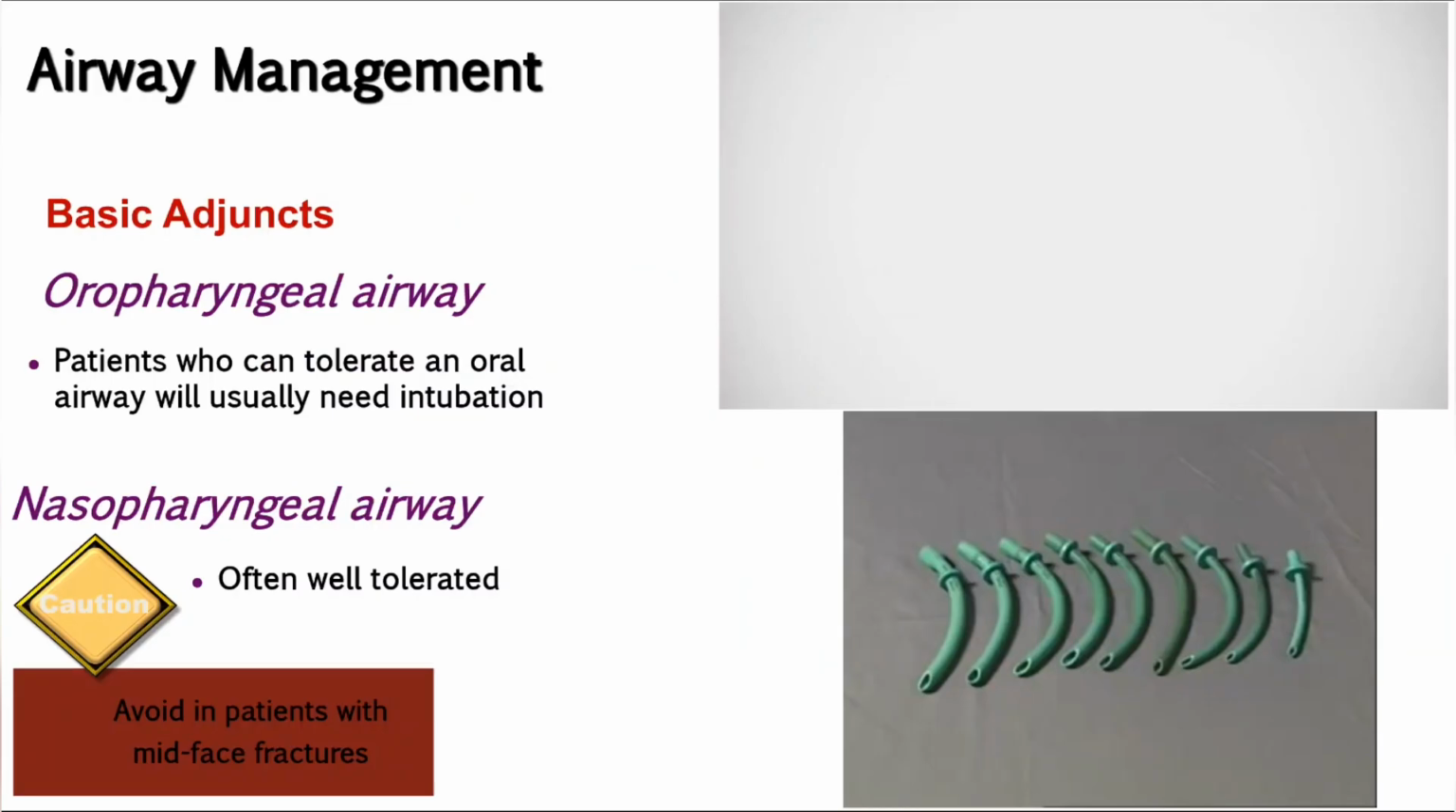The basic adjuncts for trauma are the oropharyngeal airway, to open the airway, and also the nasopharyngeal airway. If the oropharyngeal airway is tolerated, it is a good modality. But if it cannot be tolerated, for example if the patient has gag reflexes or is vomiting, you have to put in a nasopharyngeal airway. So this is the oropharyngeal airway.